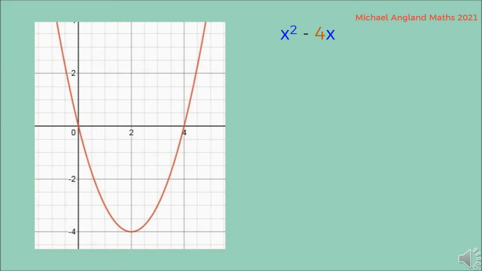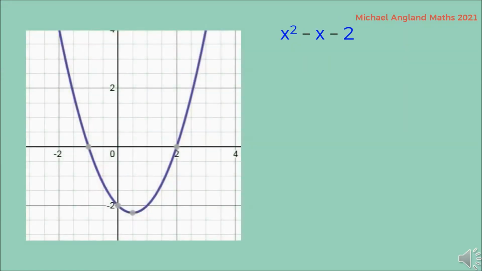So here are some examples, 4 of them, looking at factorizable quadratics and looking at what the roots are for them. So we'll start off with x squared minus 4x. As you can see, x squared minus 4x cuts the x-axis at 0 and 4, and that makes sense because we can factorize this into x times x minus 4. And if we set that equal to 0, either x is 0 or x minus 4 is 0. So 0 and 4.